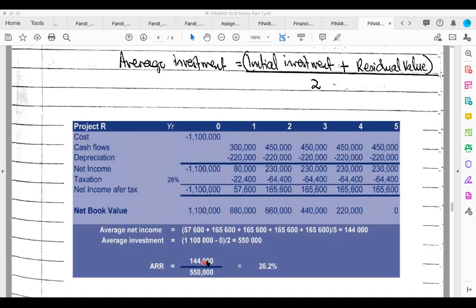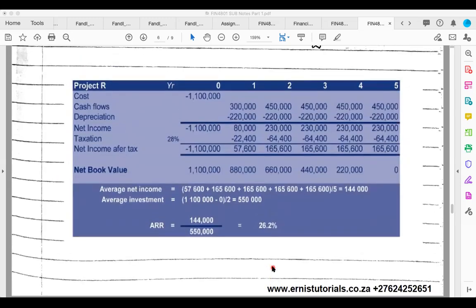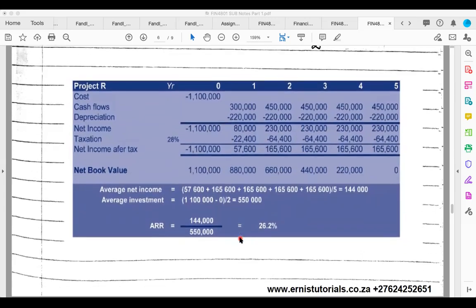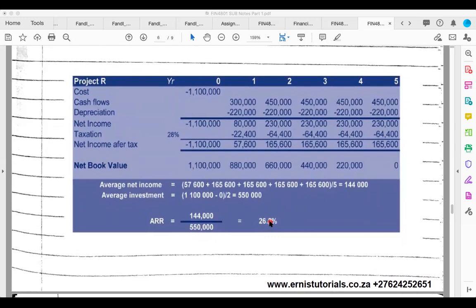And then we say the average net income divided by the average investment, and we get 26.2%. So a company might have a target accounting rate of return, and they would accept a project if the accounting rate of return we calculate is greater than the target accounting rate of return.